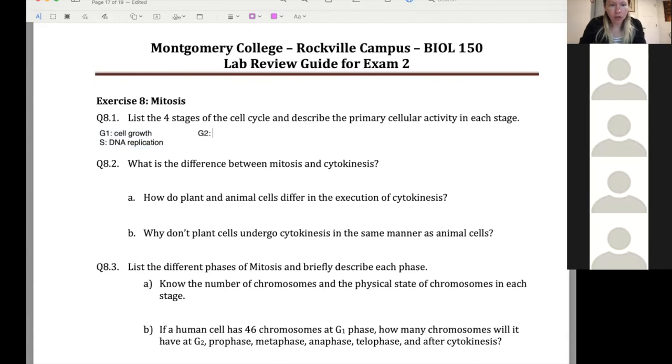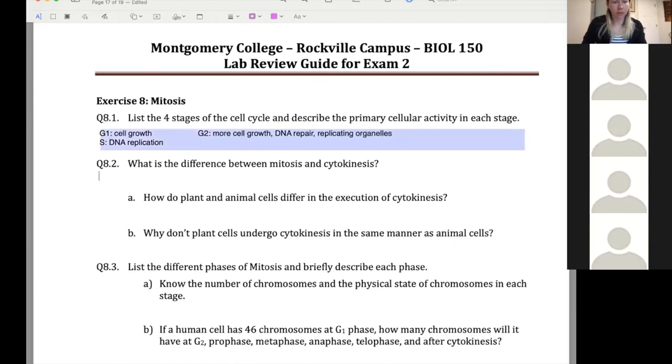Let's do G2. After DNA replication, we go into G2. What happens in the G2 phase? Cell growth and DNA repair. Yeah, more cell growth, could be some DNA repair, replicating organelles, getting ready for cell division. Professor, would cell division also happen in the M phase? Yes, that's what happens in M. In this case M is mitosis, and that is our cell division.